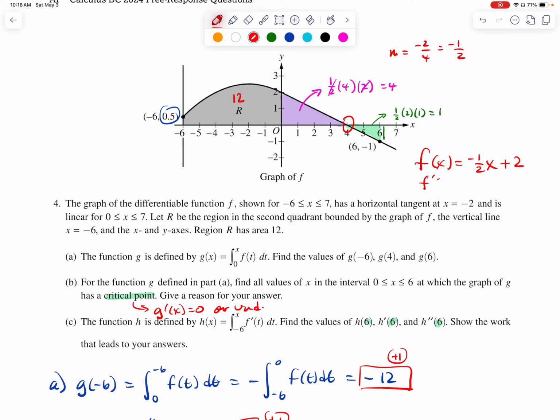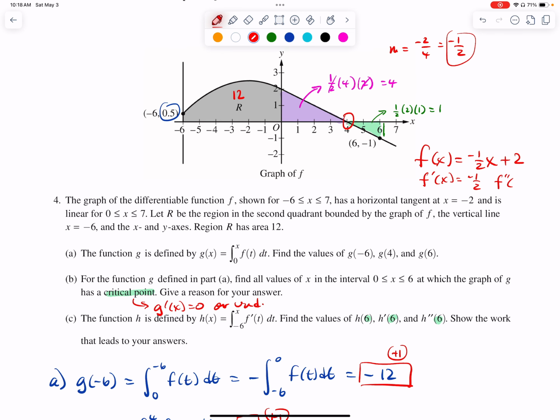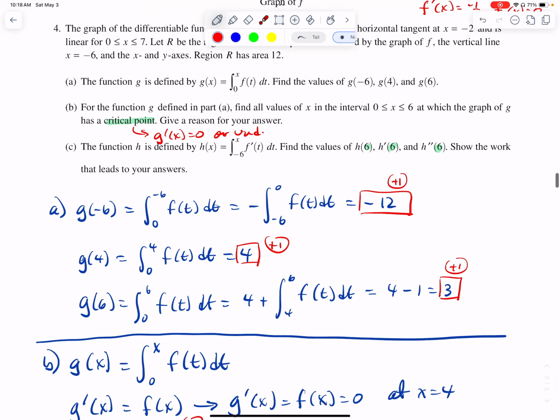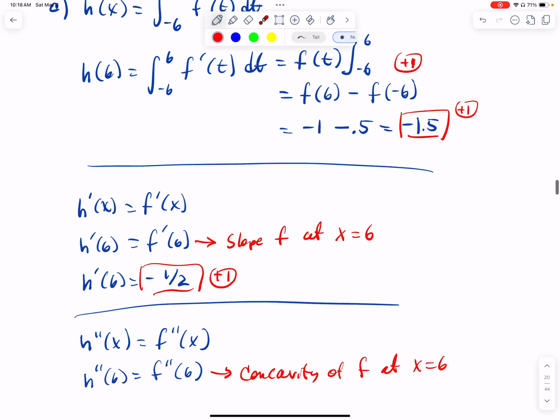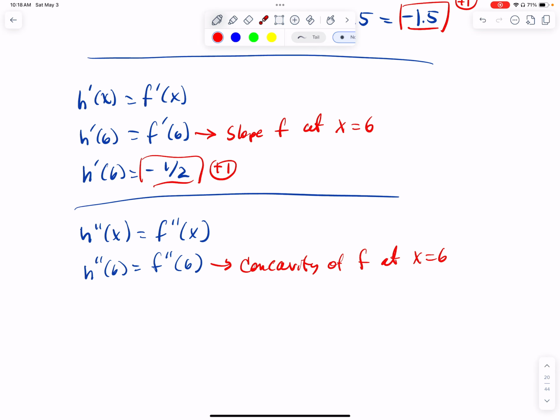You take its first derivative, you get -1/2, which we just used up here. You take its second derivative, and of course you get 0. That'll always happen for any kind of line, indicating it has 0 concavity. And so the concavity at 6 should also be 0. So h double prime of 6 is equal to 0, and that should be our final point.